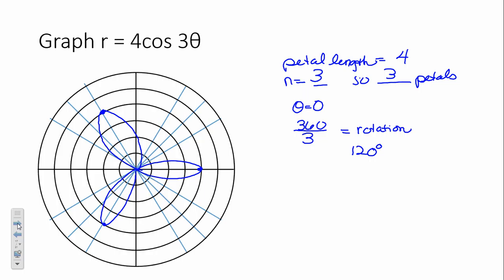Now, actually how this would graph, if you were actually graphing it by point, it would start at 0, and it would loop around, come back, one fluid motion up here, come back, one fluid motion down this way, and then back to 0. So we're kind of cheating by doing our make a petal, make a petal, make a petal. Okay? Lemniscates.